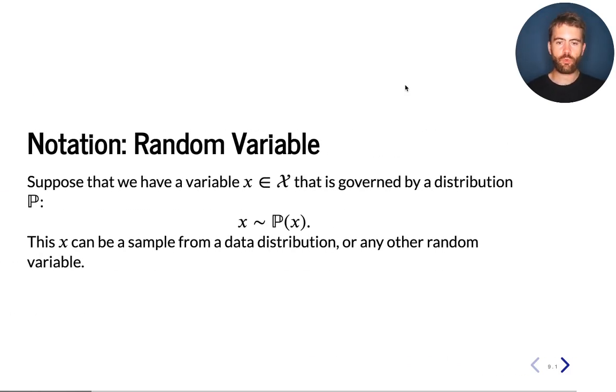Before we define what Monte Carlo estimation is, let's establish some notation. We're going to assume that we have a random variable x which lives in some space script X, and this variable is described by a probability distribution p. This doesn't have to be a vector of features anymore. This is just any random variable. It can be a sample from a data distribution, the outcome of a throw of a coin, or a roll of a dice.